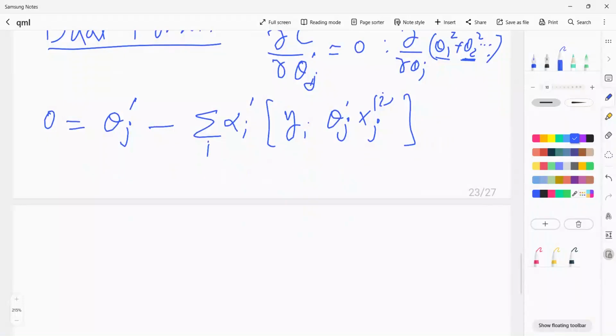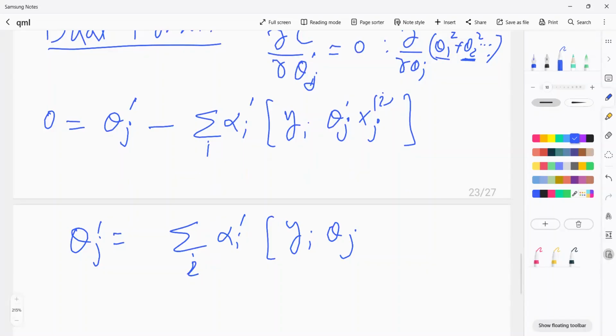So this means that theta j is equal to the sum over i of alpha i prime yi theta j prime xj i.